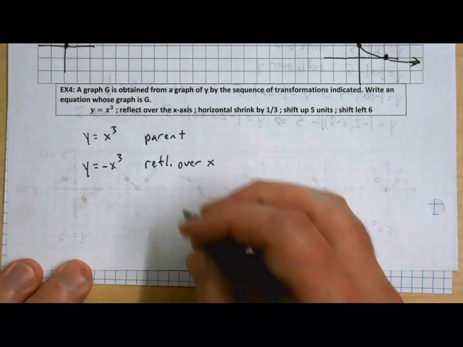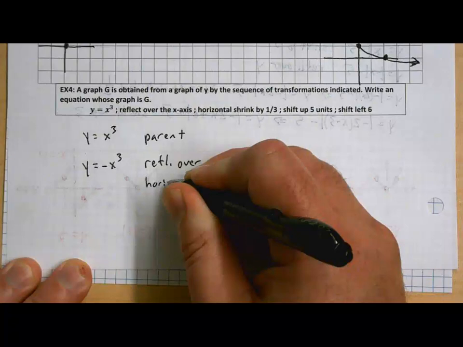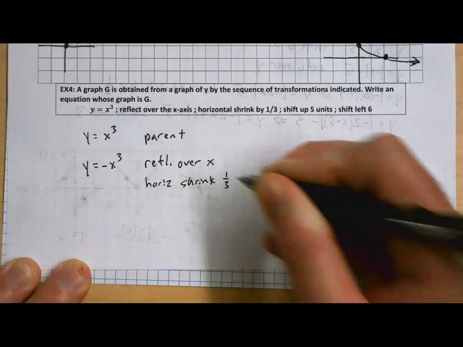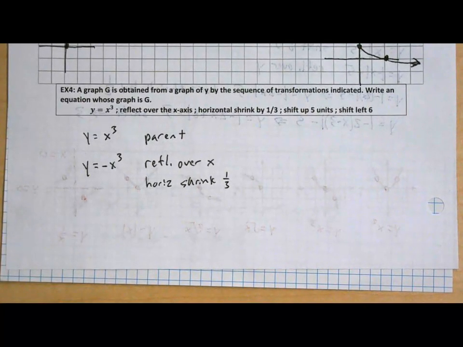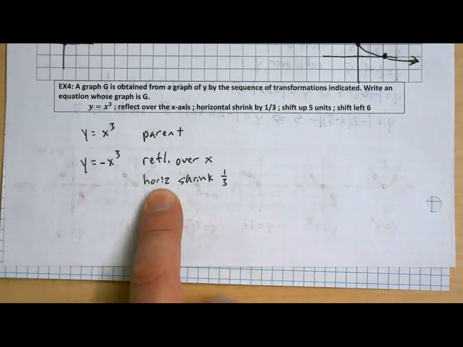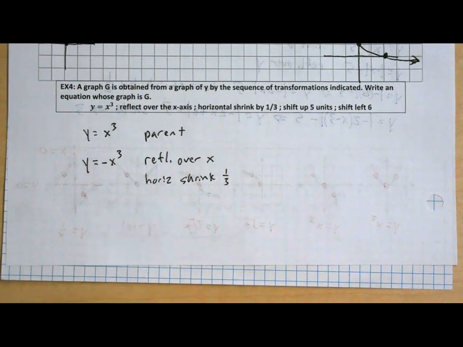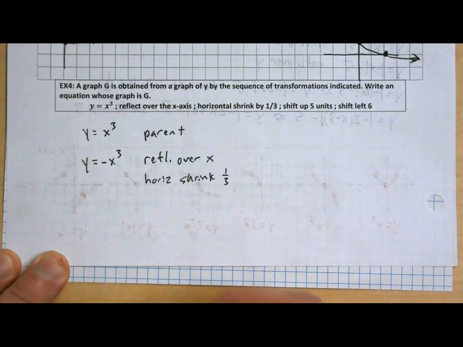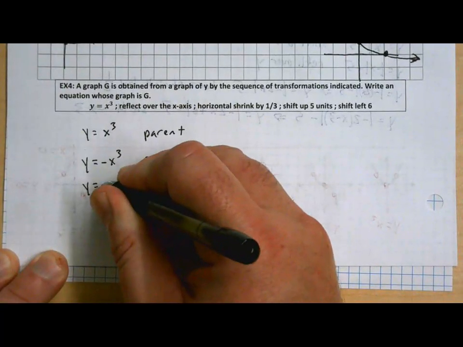All right, what do they want us to do next? Horizontal shrink by a third. All right, shrinks and stretches mean we're going to be multiplying. The question is, are we multiplying the entire function, or are we pulling x out and multiplying it by something? And the key is horizontal or vertical. So horizontal stuff happens inside the function. We accomplish it by pulling x out of the function and then replacing it with something else. So let's go ahead and yank that x out.